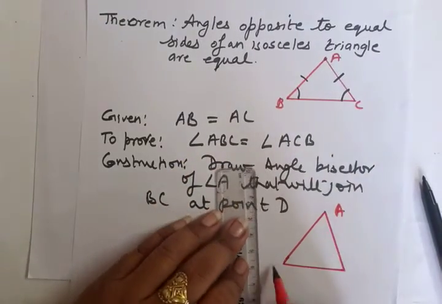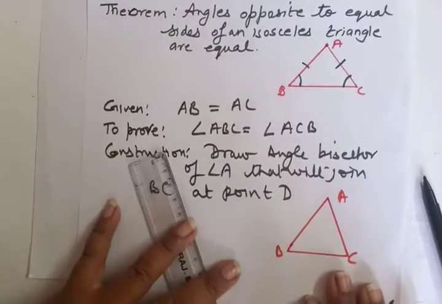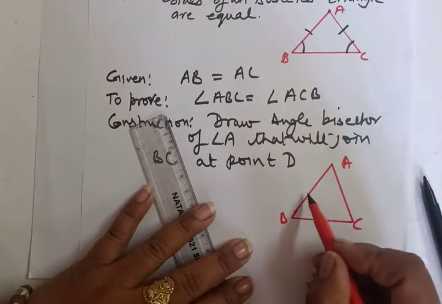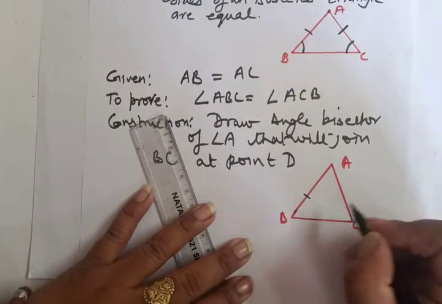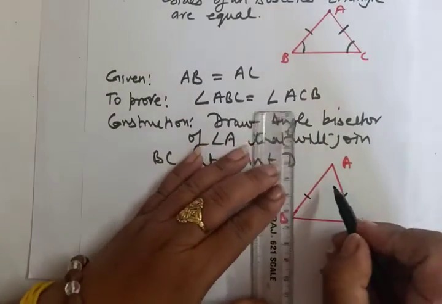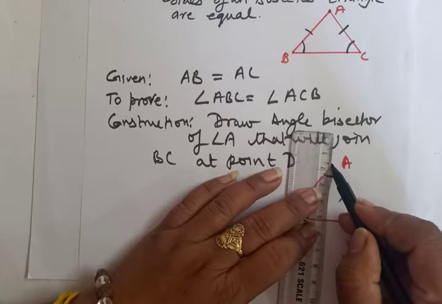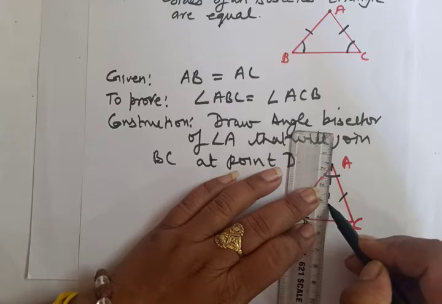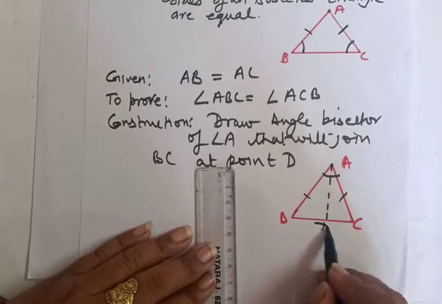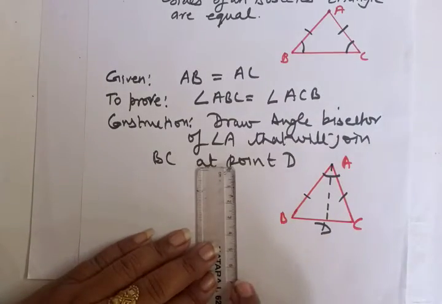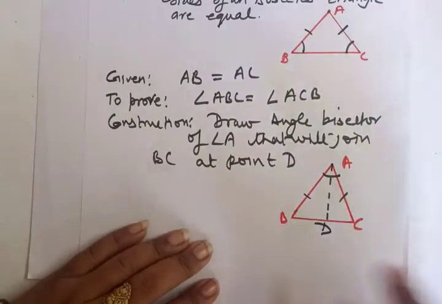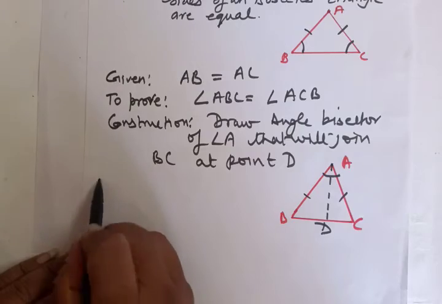So this is a triangle ABC. Now it is already given that AB is equal to AC, and we are drawing an angle bisector, which we are representing here by the dotted line. Of course, that is meeting at the point D on BC. Okay, now proof.